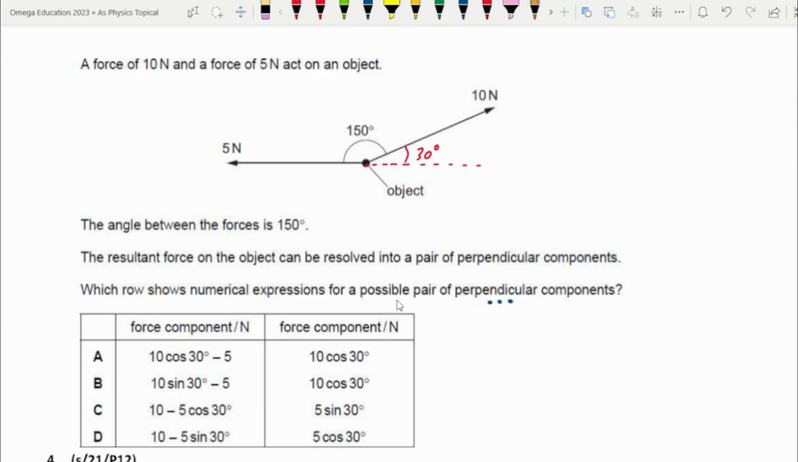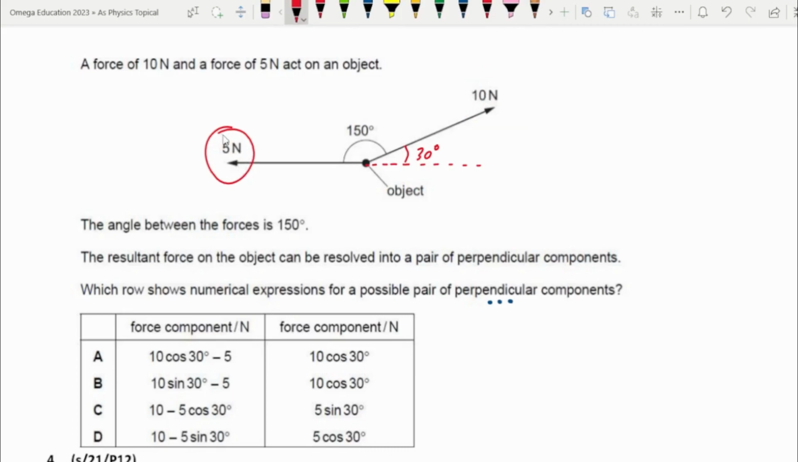Now this question can be done in different ways. One of the methods is you first find the resultant force, you find the angle of it, then you find the perpendicular components, and you find the expression of the perpendicular components. And the other method is, especially since the answers are given in such a way, that you have to compensate these two forces as well. The given forces are 10 Newton and 5 Newton. So what we're going to do is resolve the forces in the direction of either 5 Newton or along the direction of 10 Newton.